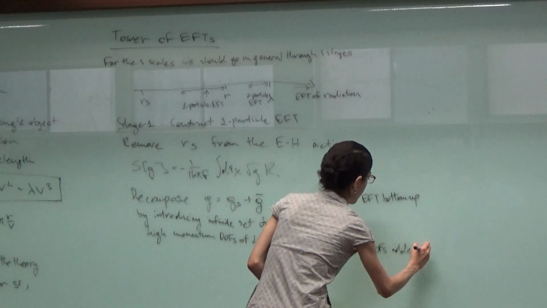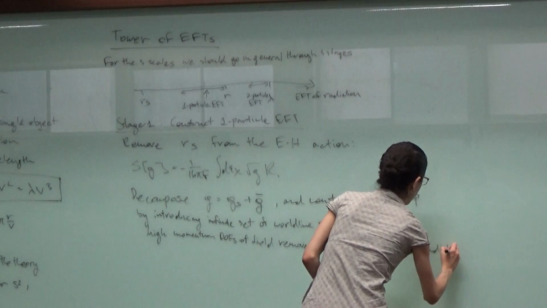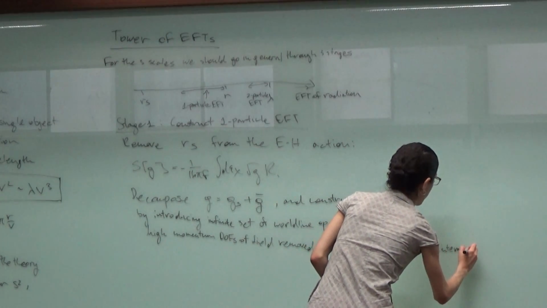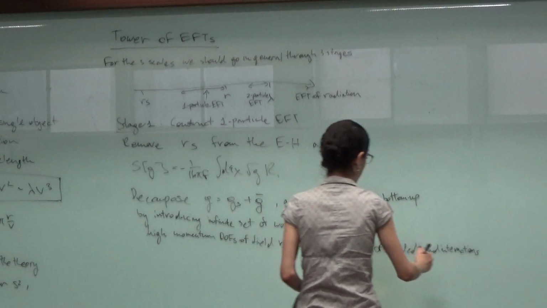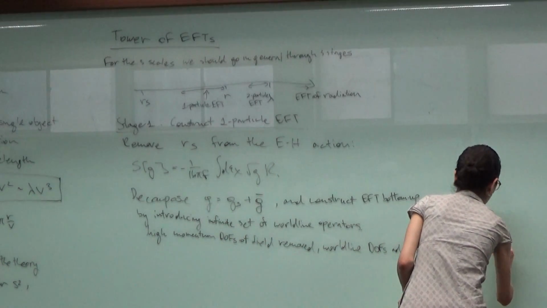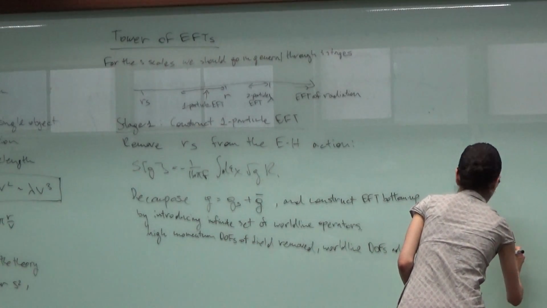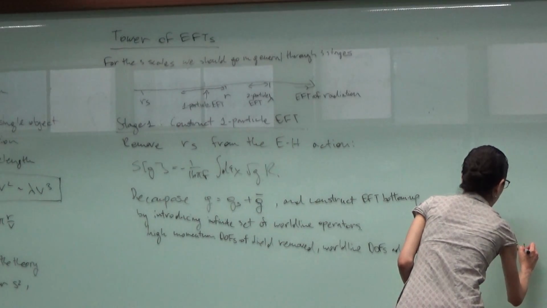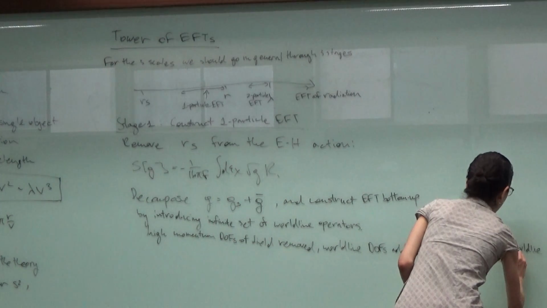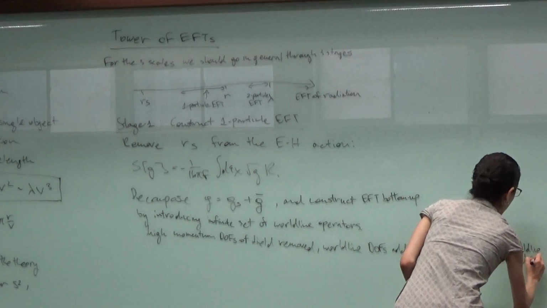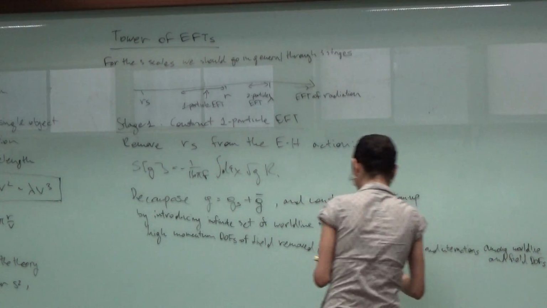Interactions between them, and the remaining degrees of freedom of the field. So among world line and field degrees of freedom. Okay.